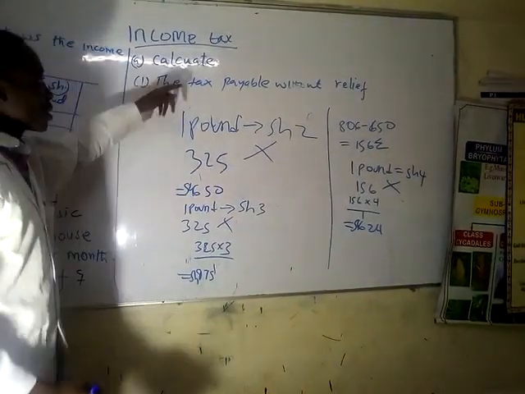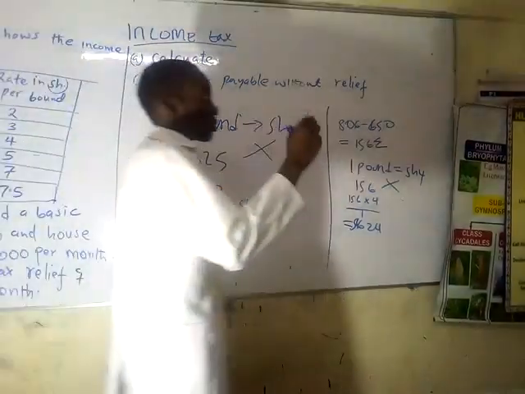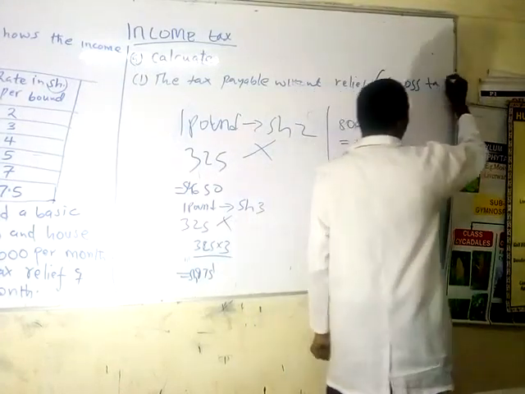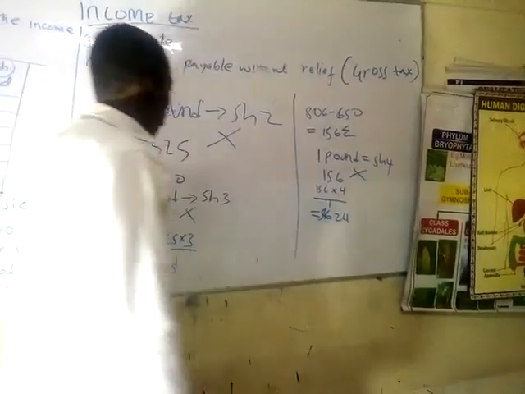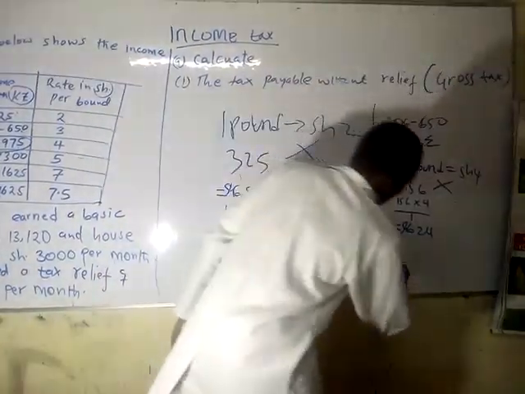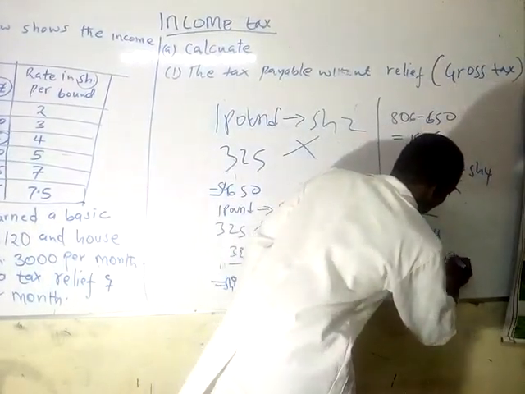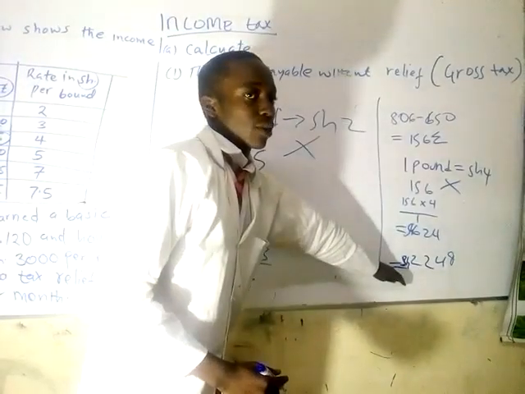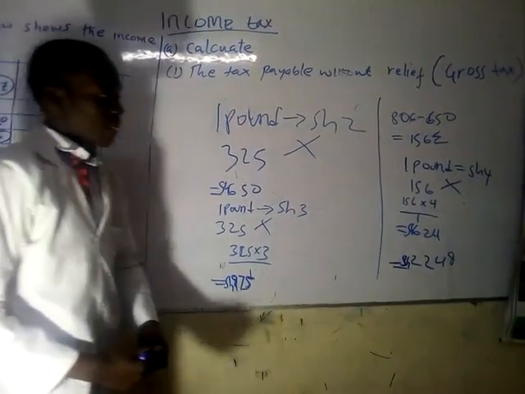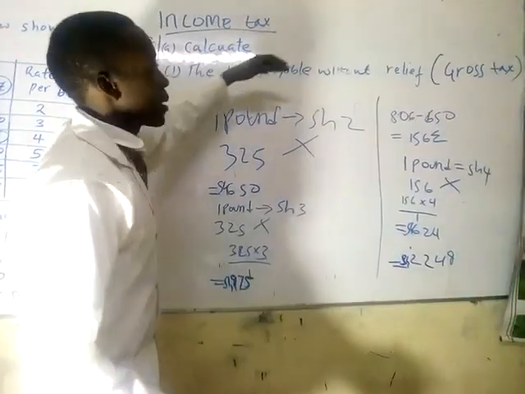So come back to your question. We are told to calculate the tax payable without the relief. Tax payable without the relief is also known as the gross tax. And to get the gross tax, we will add this and this, which you get as shillings 22.49. This gives you the answer to the first question, our gross tax, which is the same as tax payable without the relief.